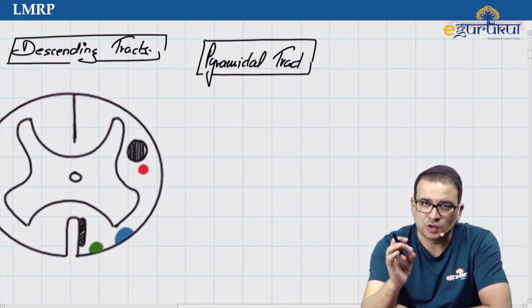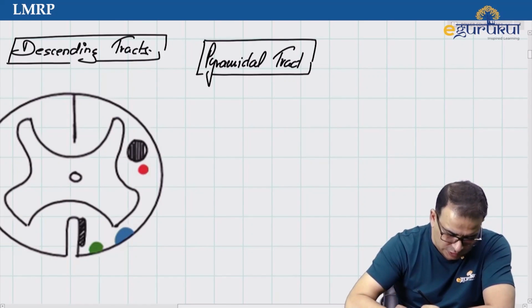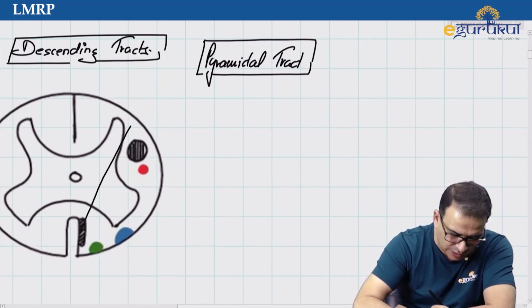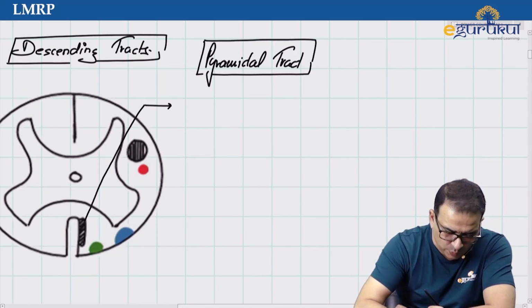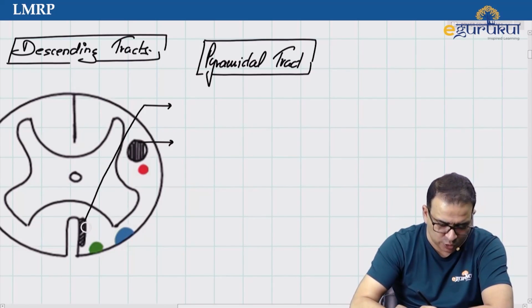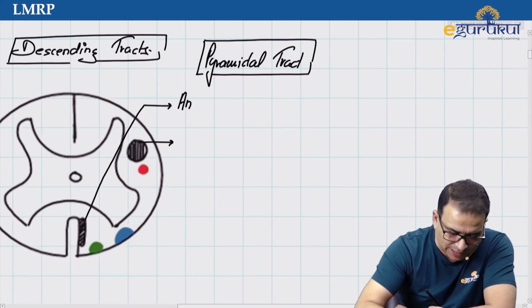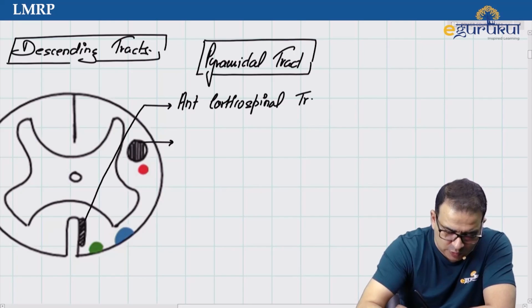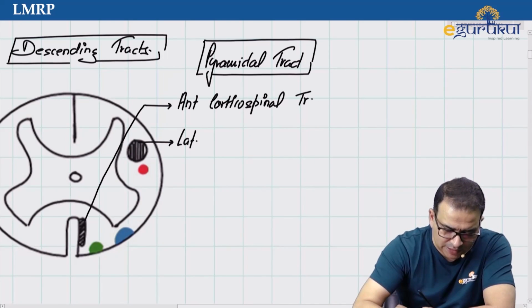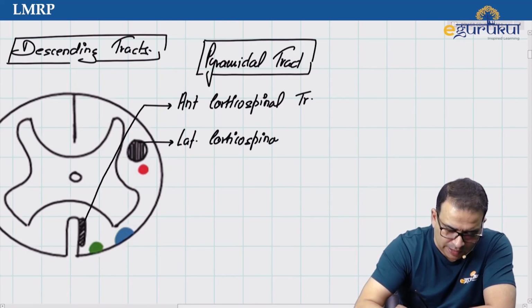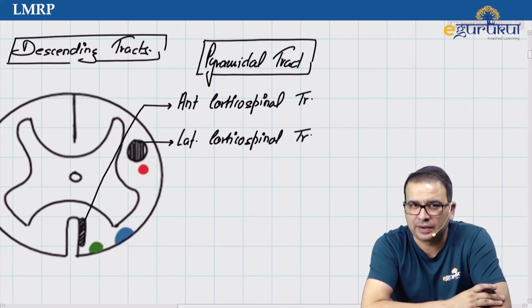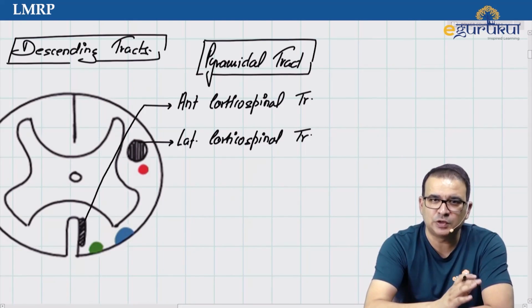There are two parts of the corticospinal or pyramidal tract. One is present very much in the anterior part of the spinal cord, let me label it here, and one in the lateral part of the spinal cord. The one on the anterior side is called the anterior corticospinal tract, and the one toward the lateral side is the lateral corticospinal tract. Both are components of the pyramidal tract only.